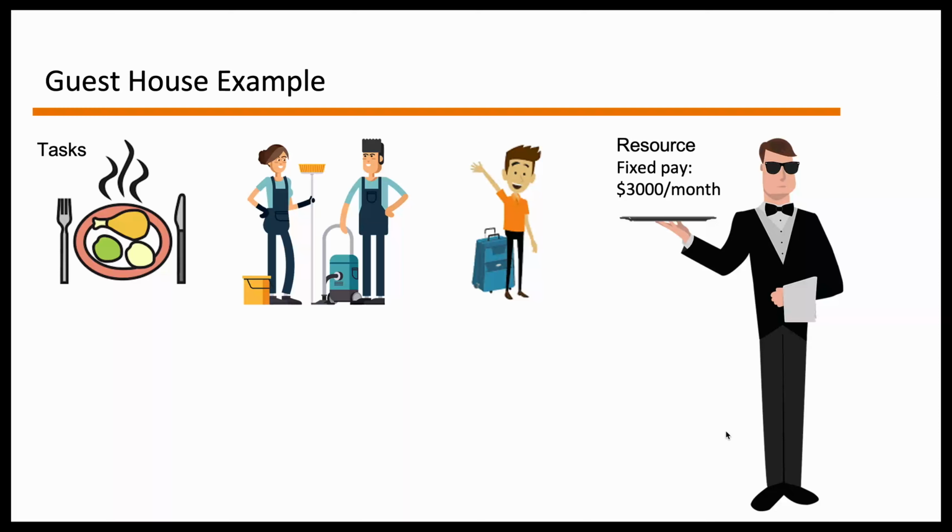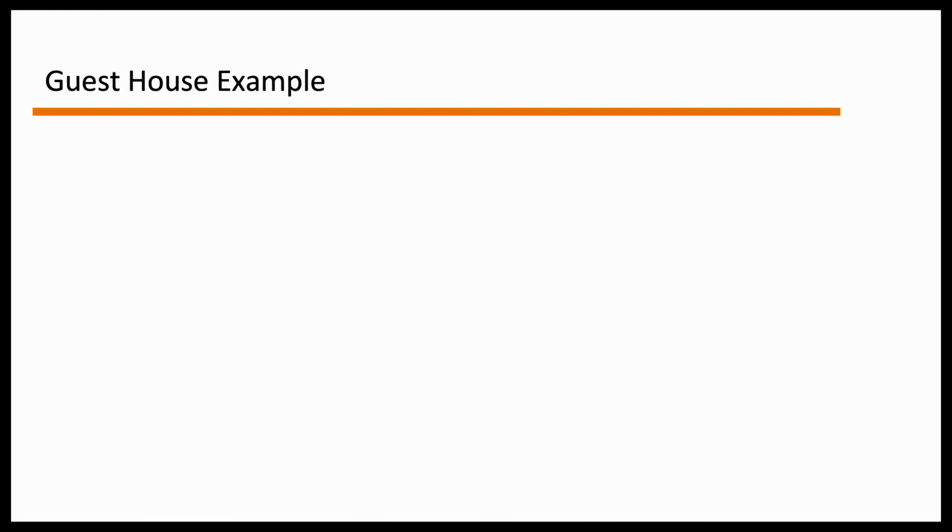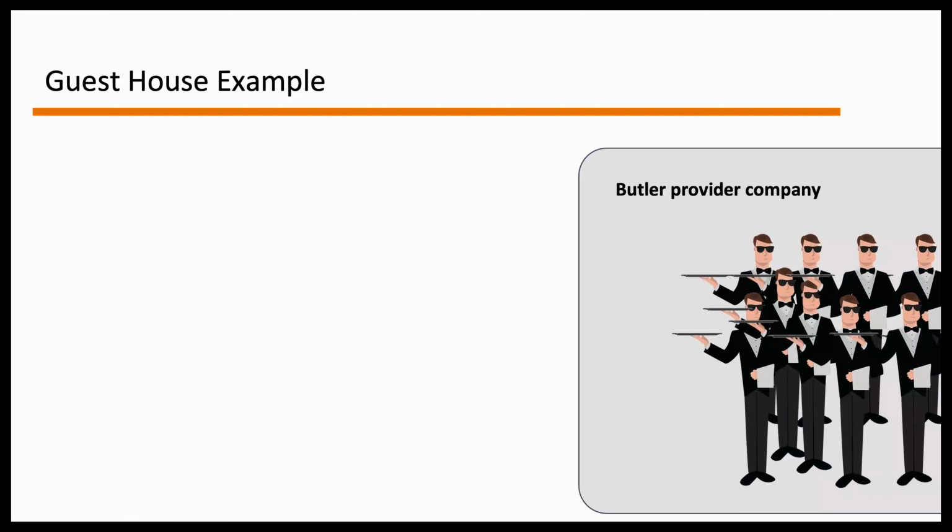welcoming the guests. If you look at his monthly activities, we can see that in January he was being utilized most of the time, whereas in February and March we didn't have many guests, so he was mostly sitting idle. So paying him this amount for January was really worth it, but not for February and March, and he still got $9,000. Whereas think of another scenario where we have a company that provides butlers at a fixed rate of $15 per hour.